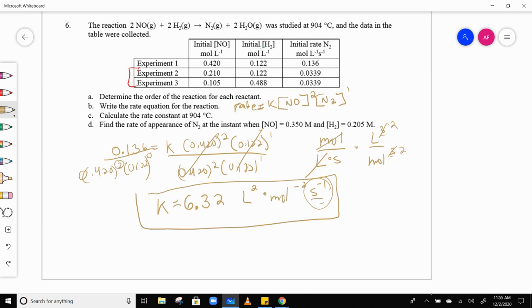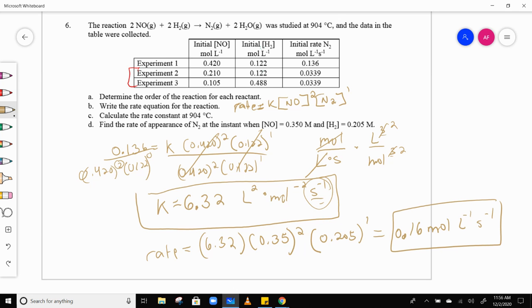And then here it says find the rate of appearance of N2 at the instant when NO equals 0.35 and H2 equals 0.205. So you're just plugging in rate equals, and then your K is 6.32. Your concentration of NO is 0.35, and that's to the second. And then your concentration of H2 is 0.205, and that's to the first. Do all that work right there. So 6.32 times 0.35 squared times 0.205. And you get 0.16, I just rounded it, moles per liter, second to the negative one. Pretty easy.